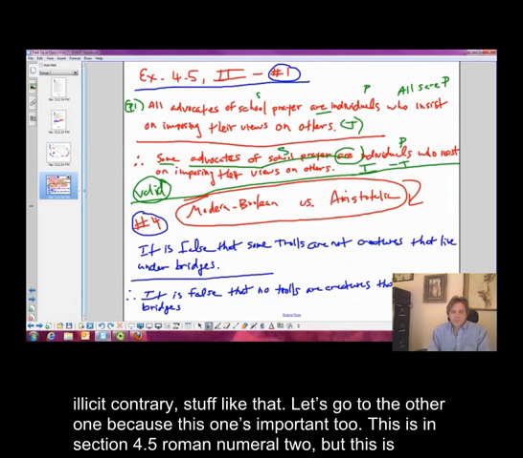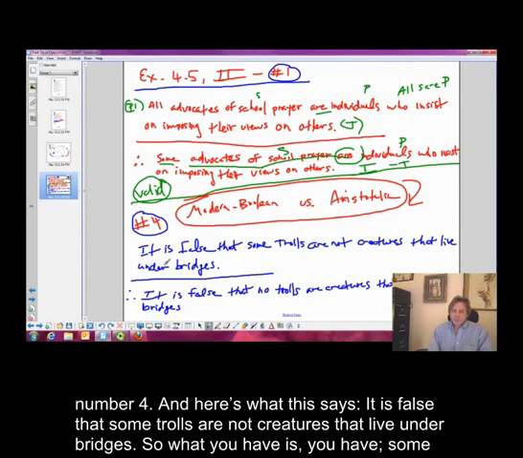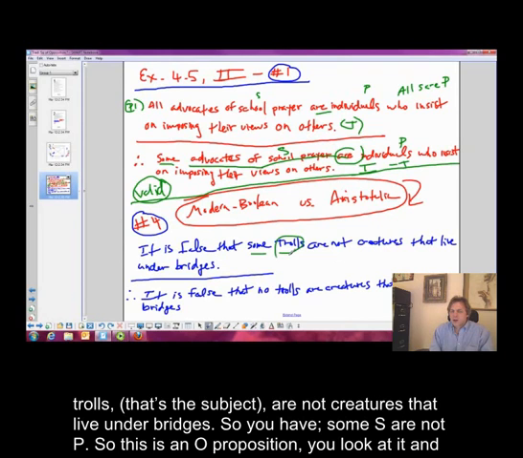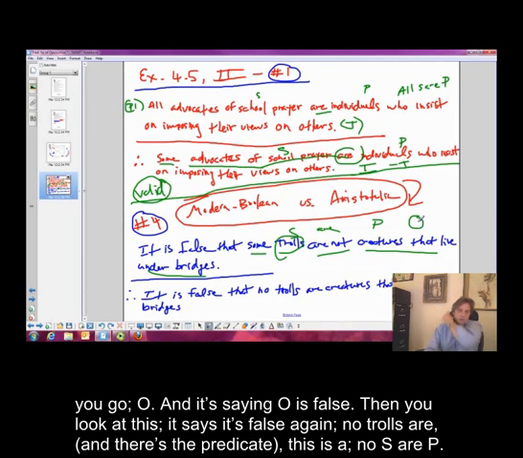This is in section 4.5, Roman numeral 2, but this is number 4. And here's what this says. It is false that some trolls are not creatures that live under bridges. So what you have is some trolls, that's the subject, are not creatures that live under bridges, right? So you have some S are not P. So this is an O proposition. You look at it and you go O, and it's saying O is false.